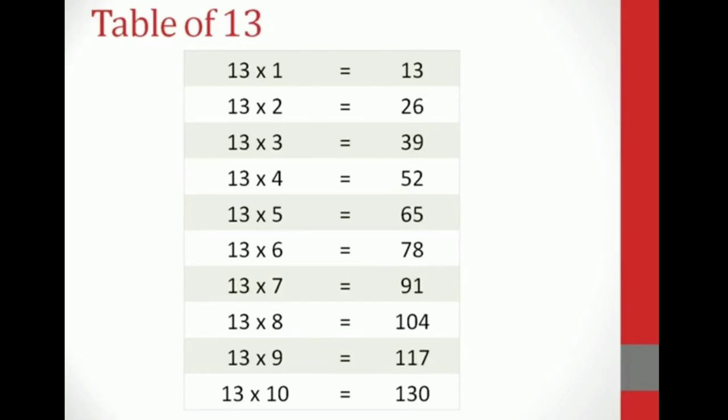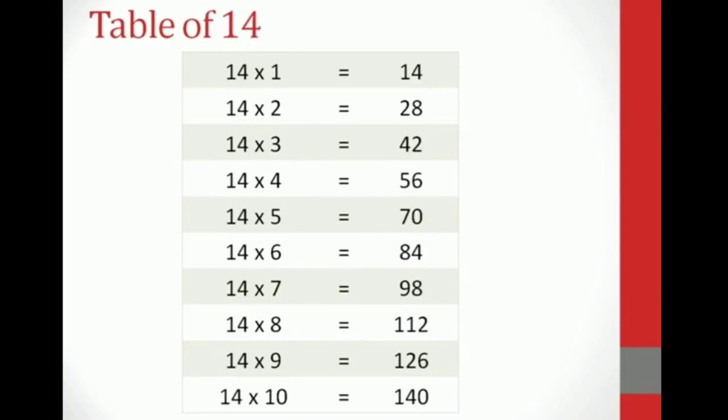The next table was the table of 14. 14 ones are 14, 14 twos are 28, 14 threes are 42, 14 fours are 56, 14 fives are 70, 14 sixes are 84, 14 sevens are 98, 14 eights are 112, 14 nines are 126, and 14 tens are 140.